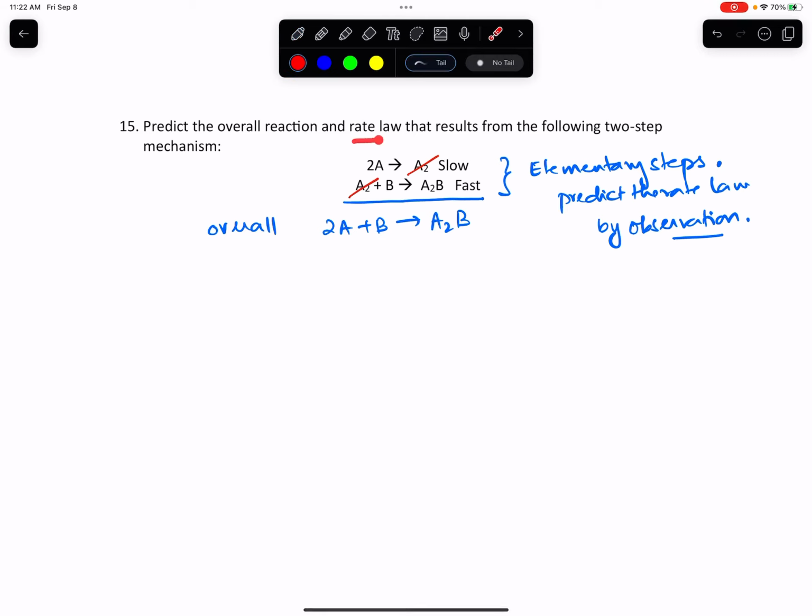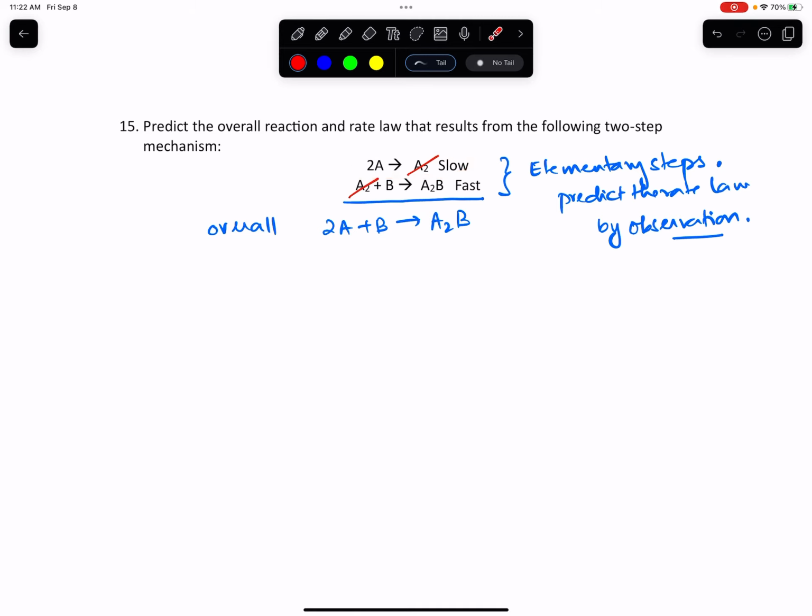Now to determine the rate law, we only have to look at the slow step. Since the slow step is the first step of the reaction, that step is going to give us the rate law because the faster steps are going to just keep going. This is the step that is going to basically predict how fast the reaction goes.